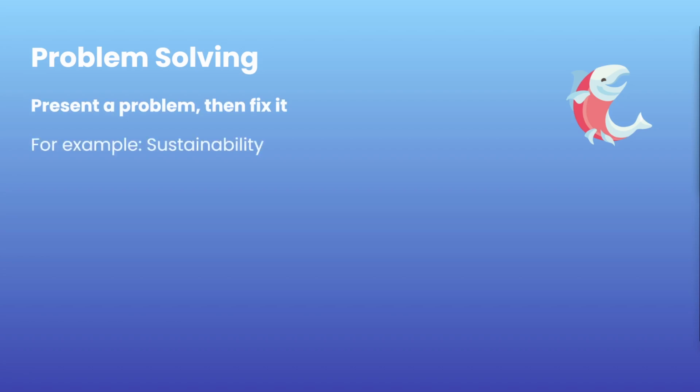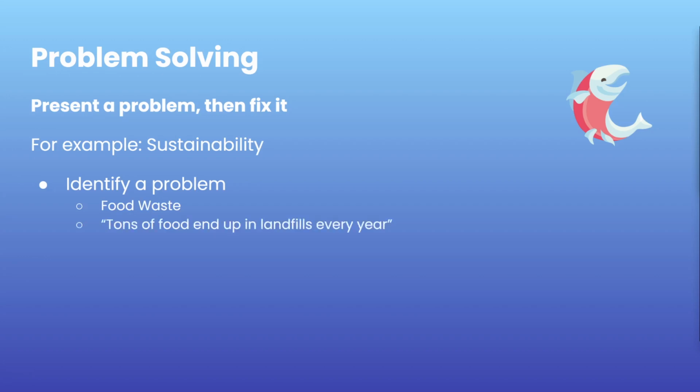For example, let's talk about a hackathon project I made a few years ago on the topic of sustainability. First, we needed to identify a problem. In this case, we focus on the topic of food waste. We realized that tons of food end up in landfills every year, right? And at this point, it could be good to insert a brief statistic here as well, like a certain percentage or whatever. Be short on it, don't take too long.